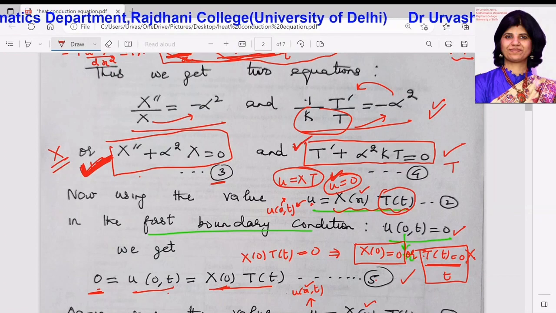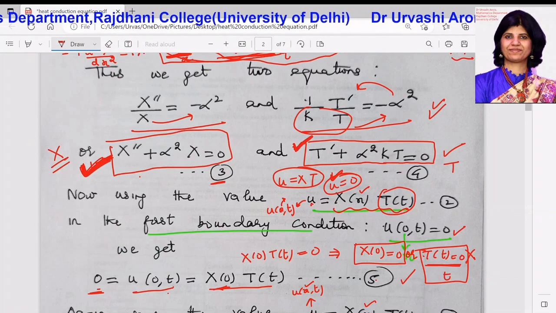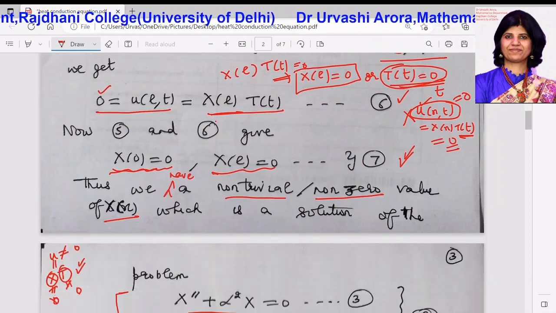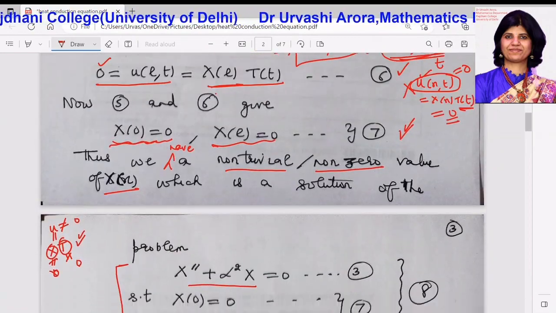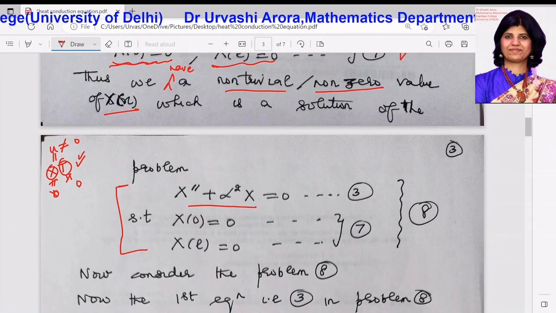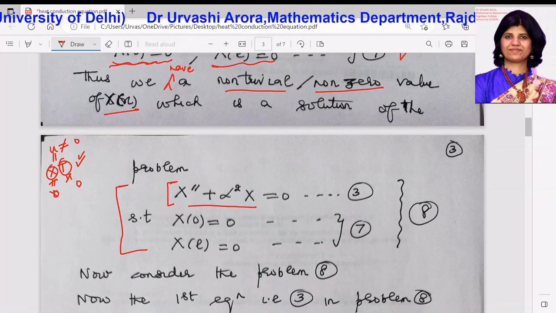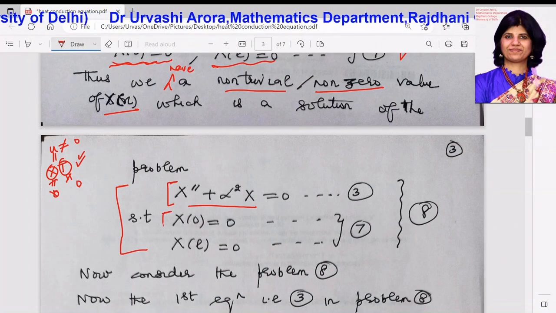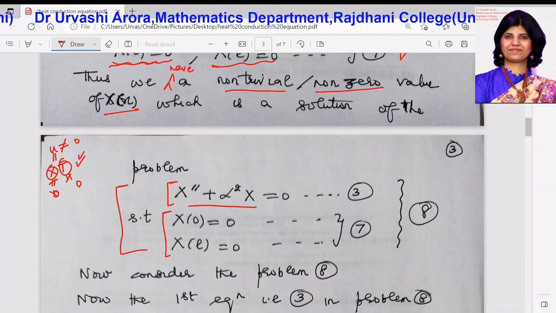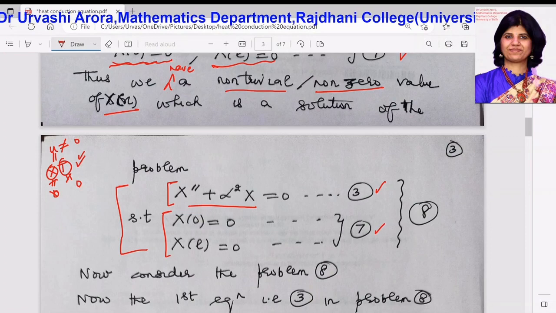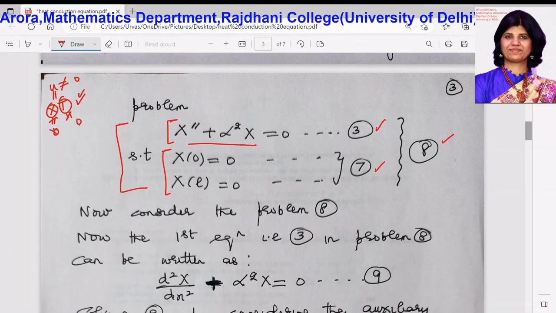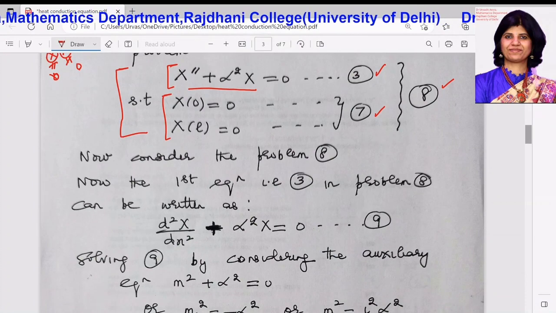We will come to the differential equation 4 also once we have found a non-trivial or non-zero value of X. So basically what we are looking for is a non-zero or non-trivial value of capital X, which is a solution of this ordinary differential equation of second order in X, subject to these two conditions which we have just obtained: X(0) is equal to 0 and X(L) is equal to 0. This was numbered as 3 and these two conditions were numbered as 7. Collectively I am numbering them as 8. So now let me try to solve the problem 8.